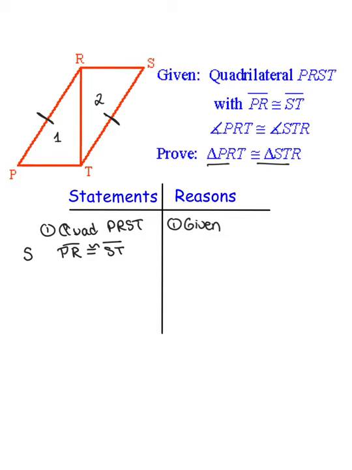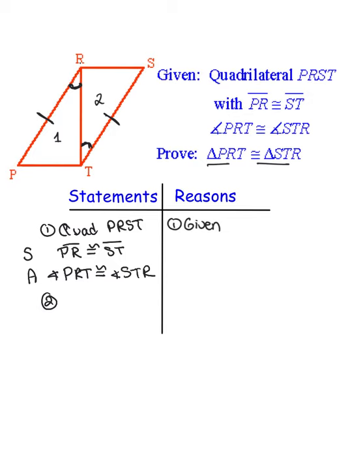I'm also given that angle PRT is congruent to angle STR. Trace from P to R to T, that's this angle. And then S to T to R, that's this angle. That's an angle of each of my triangles. Now, step 2. If I look, I have a side and an angle.